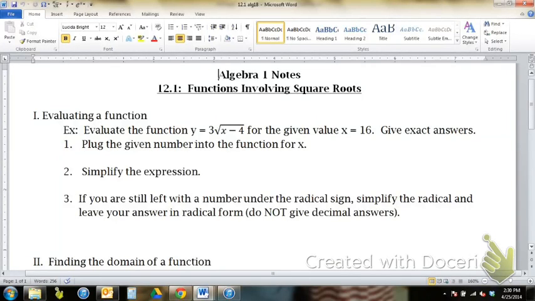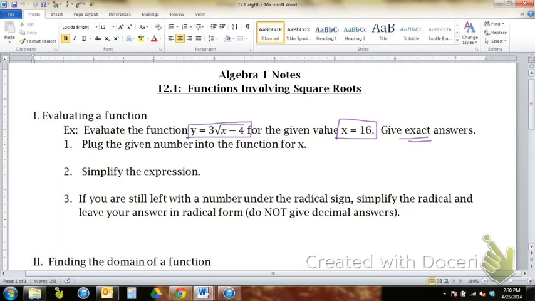In section 12.1, we're going to have to do a few things here. It's going to be about functions that involve square roots. The first thing you're going to have to do is evaluate a given function. The directions will say evaluate the function y equals 3 square root of x minus 4 for the given value x equals 16.